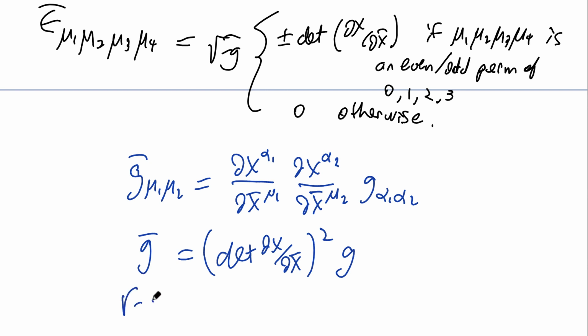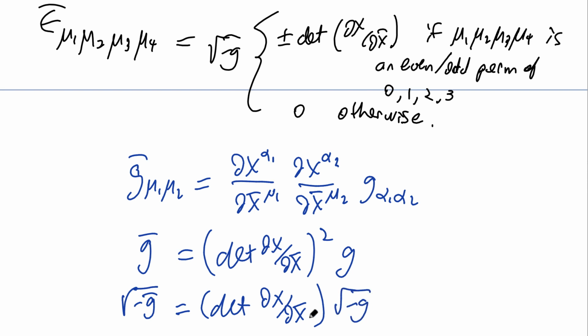And we have square root of minus g bar is equal to determinant of partial x with respect to x bar times square root of minus g. By the way, I'm assuming that the determinant of partial x with respect to x bar is positive. So we're assuming that both the barred and unbarred coordinate system have the same orientation. They're both either right-handed or left-handed coordinate systems. So now notice we have square root of minus g times the determinant of partial x with respect to x bar here, which is precisely square root of minus g bar.